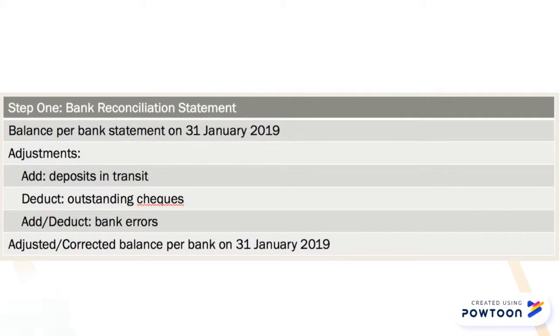The first step in a bank reconciliation is to prepare the first part of the statement, which contains the balance per bank statement. So that is the balance at the start, any adjustments that are made, and then the additions and deductions such as deposits in transit, outstanding checks, and bank errors.